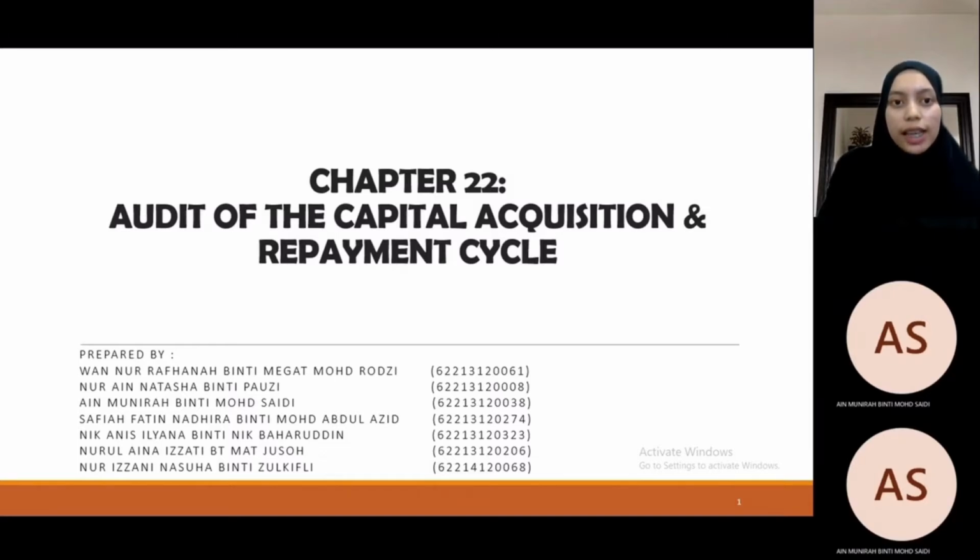Today, our group will present about capital acquisition and repayment cycle. Capital acquisition means that it is a capital account. For example, when we want to do a business expansion, we need more capital. The capital is sourced through issuance of loan and share capital. Next, the repayment cycle refers to the repayment of interest on loan and payment of dividend to the shareholder. Repayment of interest on loan needs to be paid on a monthly basis, and the payment of dividend is paid annually depending on the performance of the company.